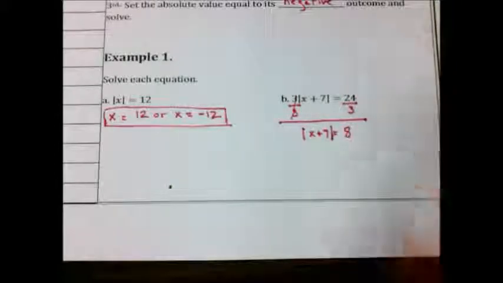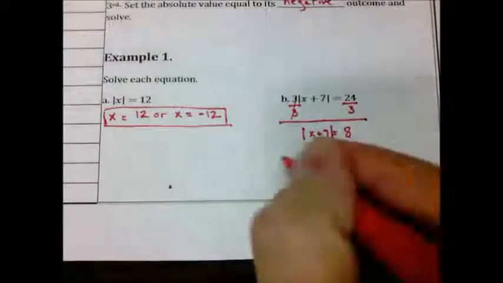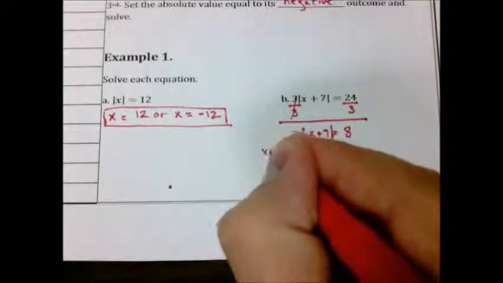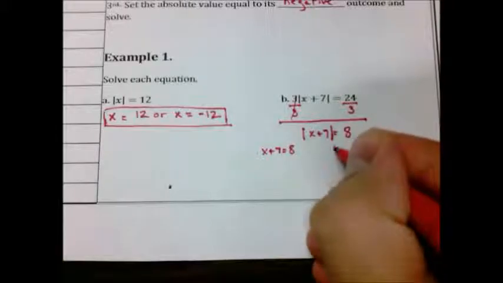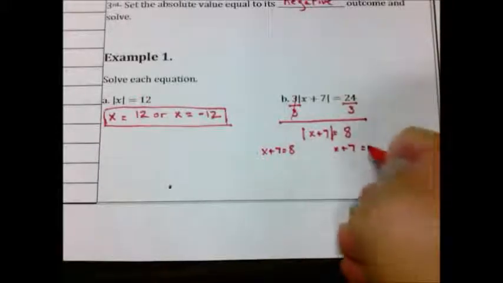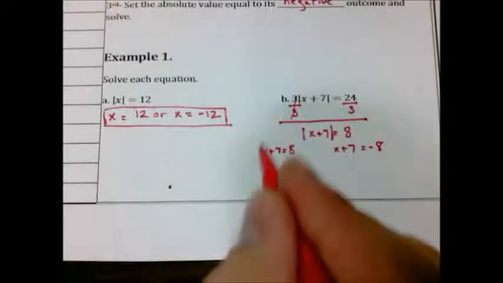Oop, forgot my other bar. Okay, now we start step 2, and we write two equations. We write x plus 7 equals a positive 8, and x plus 7 equals a negative 8. Now solve. We'll solve this one first.